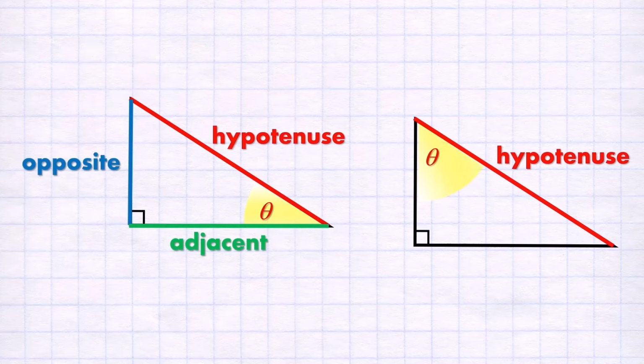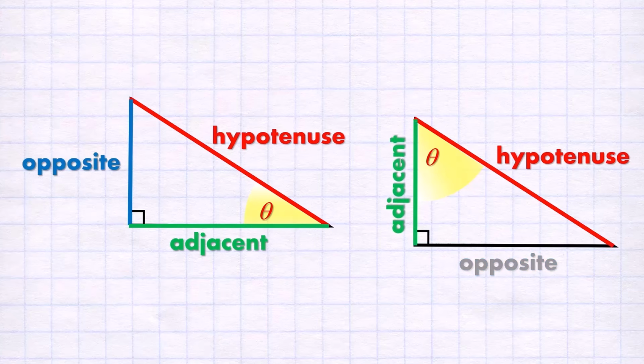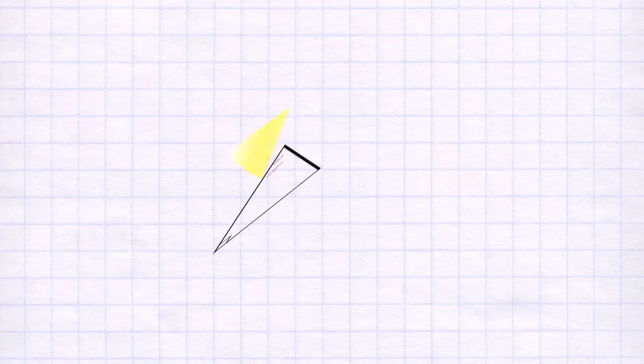Now, things change a little bit when you change angles. So it's the same triangle, but now I'm up on the top angle. The hypotenuse is never going to change. That's always across from the right angle. But the opposite side now is down below, and the adjacent side is the one that's going up and down. So those two things are going to change depending on where you are standing on that triangle.